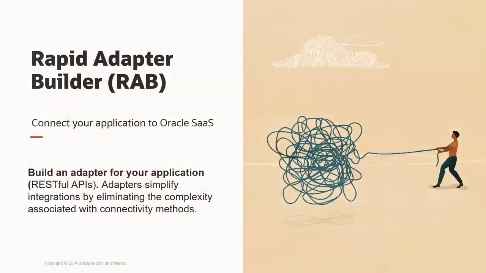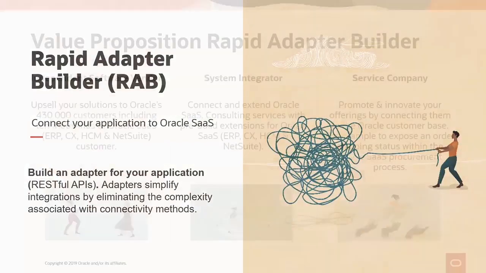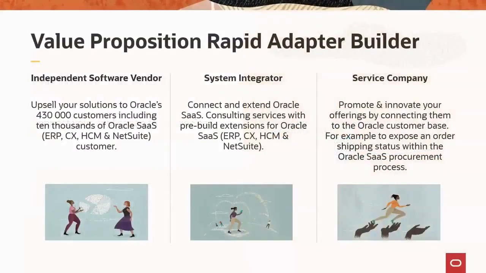So you saw Rapid Adapter Builder is your opportunity to build your own adapters for your own applications. It's available for independent software vendors, and it opens you the door to the big Oracle customer installed base. We have 30,000 customers. We have 10,000 Oracle SaaS customers. So if you have customers who want to connect your application to ERP, CX, HCM, or NetSuite, that's the easiest and fastest way to do it.